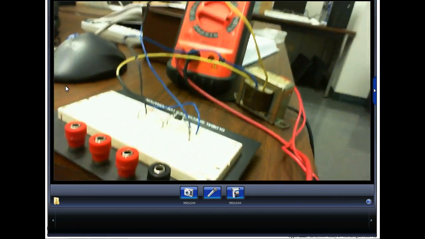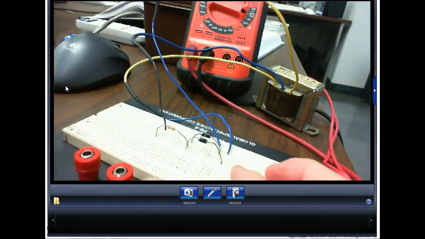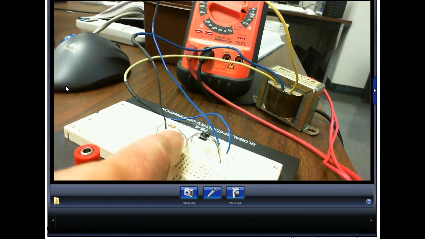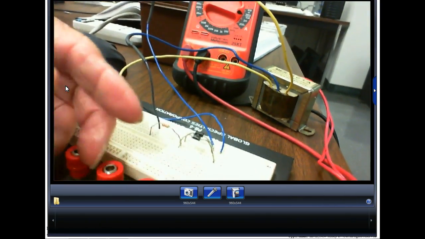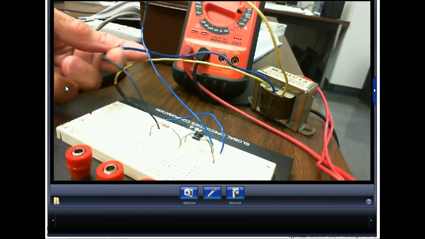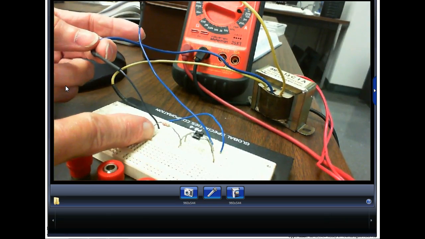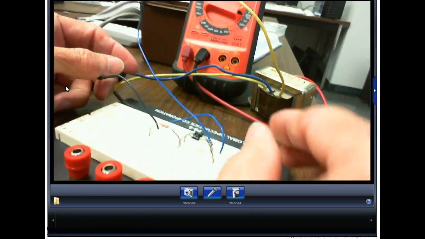And we use transformers deliberately for isolation. Sometimes we don't want ground to come through. So let's see if this will focus in. Yeah, it focuses in real good. Notice, if we want something connected together, we connect it in the same vertical line. So you look here, the cathodes are connected together. Here's my blue lead. Where does my blue lead connect? Well, my blue lead is connected to the bottom of the resistor. The bottom on the schematic, right? You understand that?